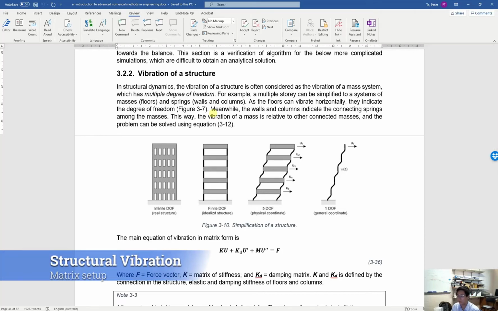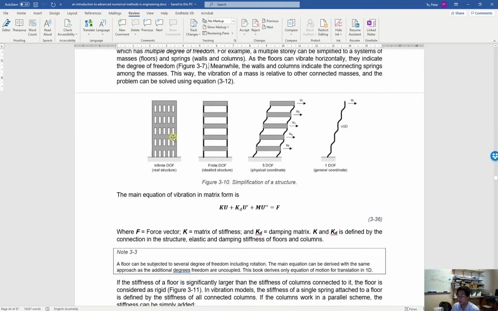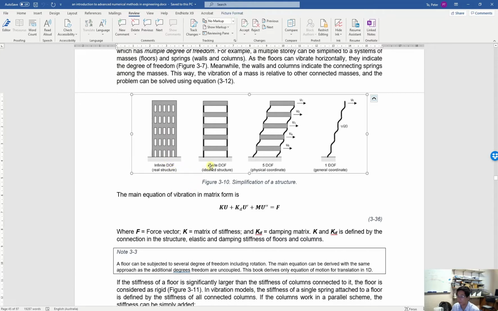In this tutorial, we are going to study vibration of a structure. In general, the real structure will be an infinite degree of freedom system, like this picture. But we cannot study the dynamics of a structure this way, so we have to make some assumptions and convert it to a finite degree of freedom system, like this building here. We assume the floors are the masses and the arms and the columns attached to the floors are the springs.